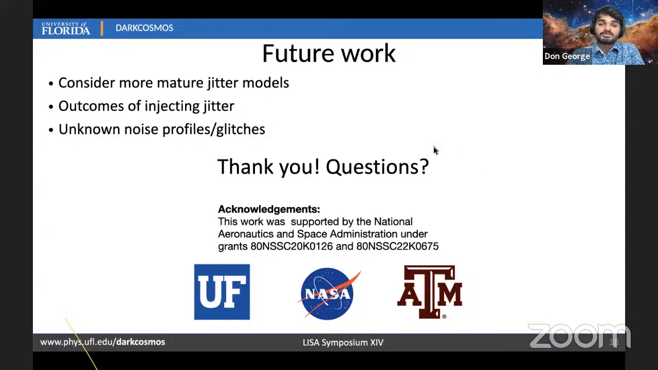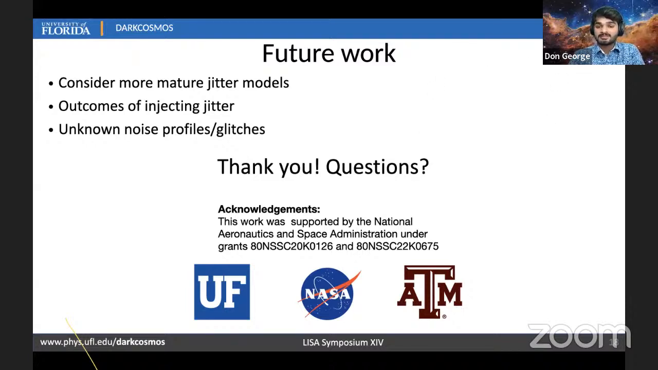But yes, for future work, we hope to consider more mature jitter models. And in the event that these more mature jitter models produce residuals that are above the noise floor, one can investigate what happens if you inject jitter at high frequencies. Because of the framework that we have, this is easy to do because we have the model to put in any kind of jitter for the spacecraft or MOSAs.